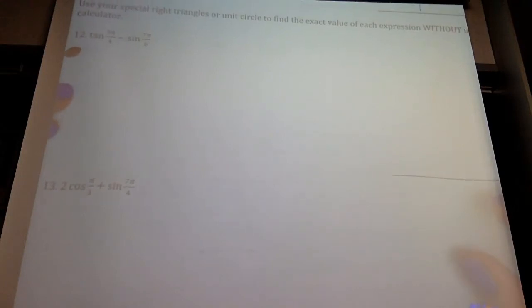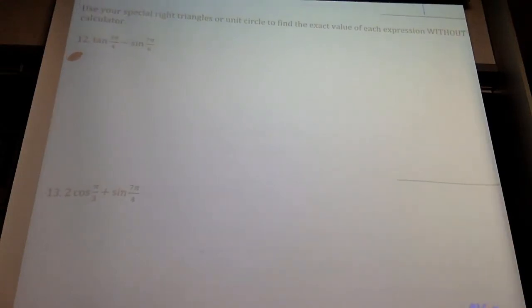Okay, so we're gonna continue on with number 12. So I give you that indicator. Use your special right triangles or unit circle to find the exact value of each expression without using a calculator. On all of these, I am going to solve using my reference angles. I am not going to solve using the unit circle. If you are planning on using the unit circle, that's all you.